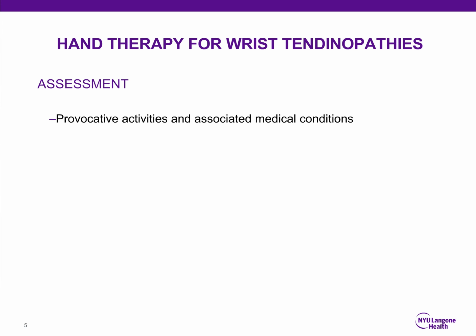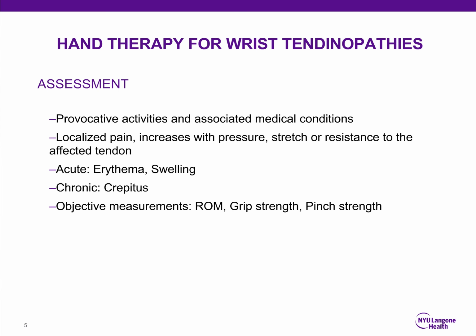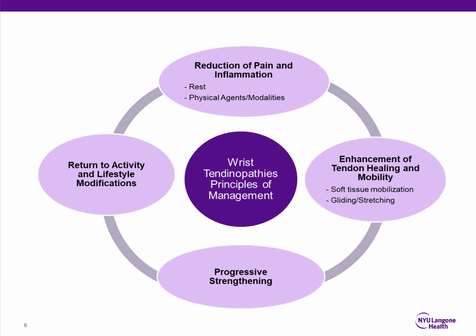The assessment begins with a thorough history, including provocative activities and associated medical conditions that can predispose the patient to a tendinopathy. Pain is usually localized and increases with pressure, stretch, or resistance to the affected tendons. In an acute stage, we may have redness and swelling, and in a chronic stage, we can have crepitus. Some of the objective measurements that we use are range of motion, grip strength, and pinch strength. And as outcome measures, we usually use the QuickDASH and the Patient-Rated Wrist Evaluation.